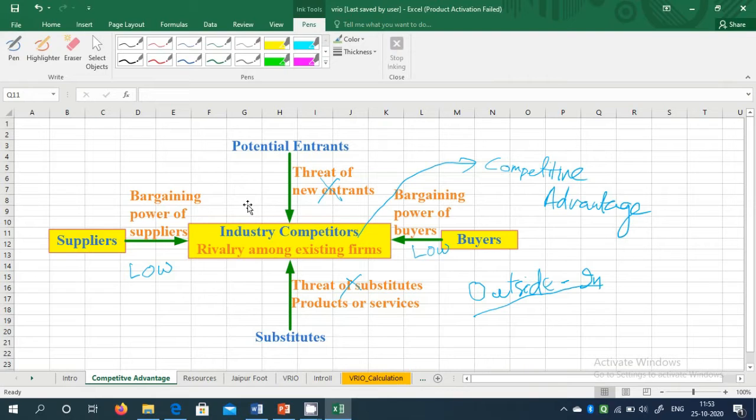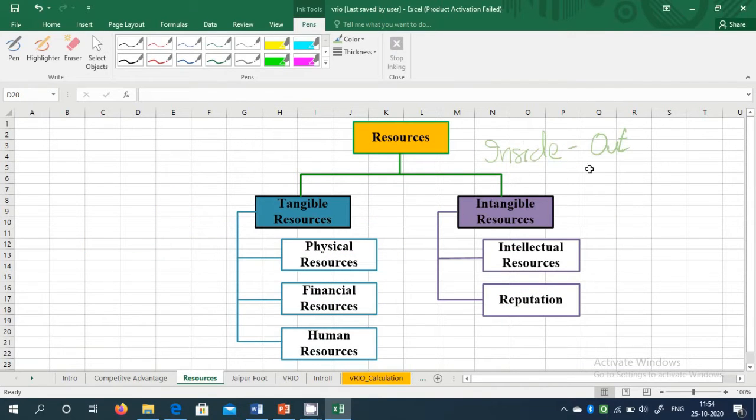But this is for a short time frame. If you have some competitive advantage which you can continue with on a long term basis, then we'll call that a sustained competitive advantage. That sustained competitive advantage is difficult to achieve based upon the outside-in approach of Porter's 5 force framework. In order to achieve a long term or sustained competitive advantage, we have to follow the inside-out approach.